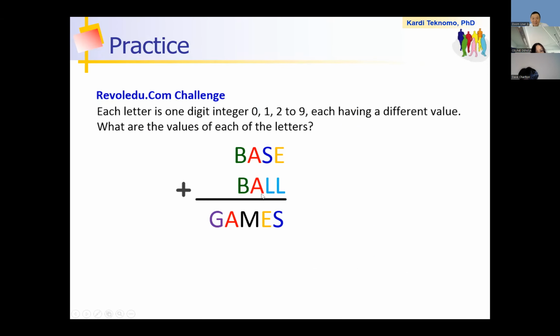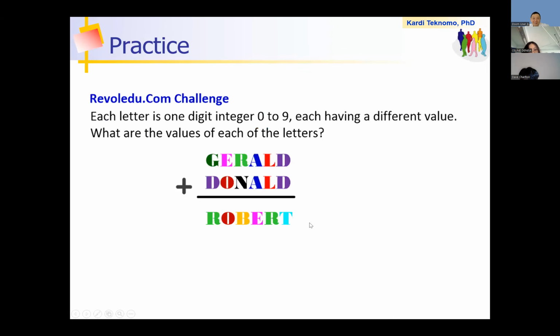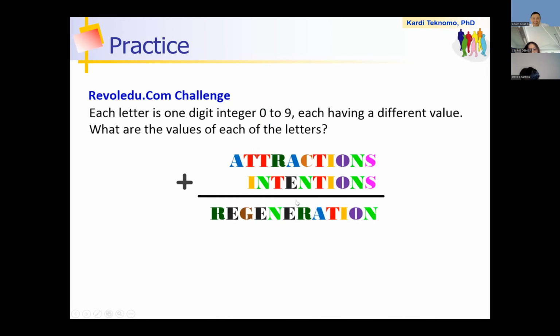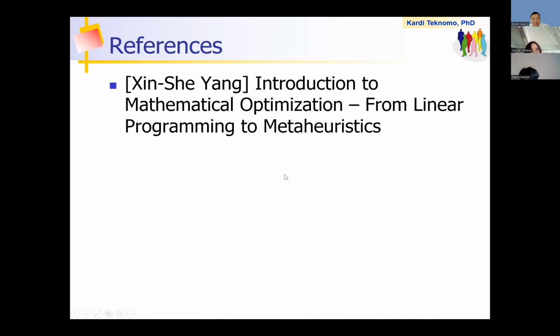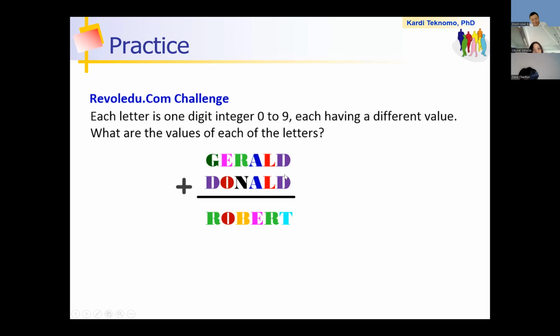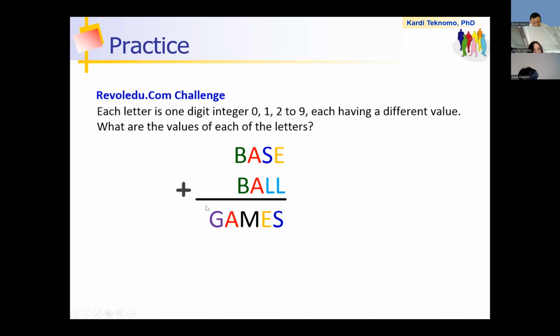How about this one? The same. So you can create your own, to make baseball equal games. The same. Gerald plus Donald equal Robert. I have a lot of challenges here. Okay, so one of these will probably go to the quiz or the exam.